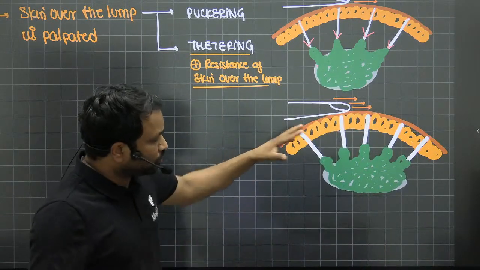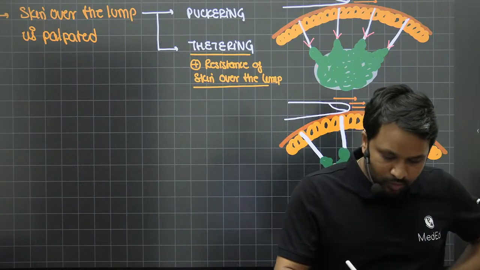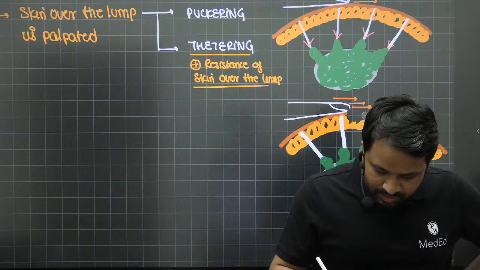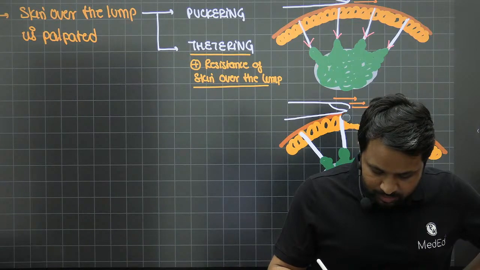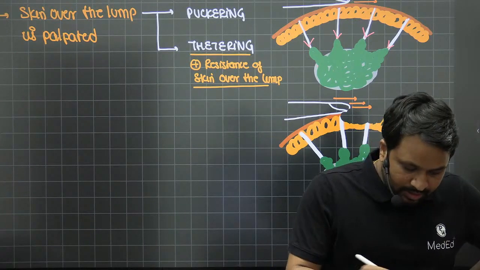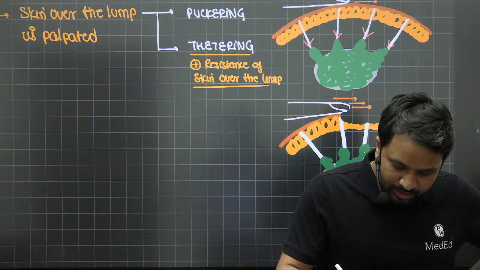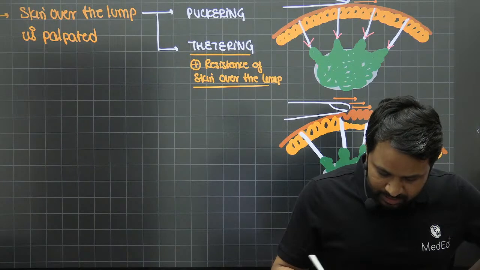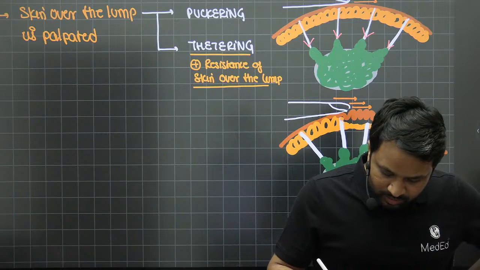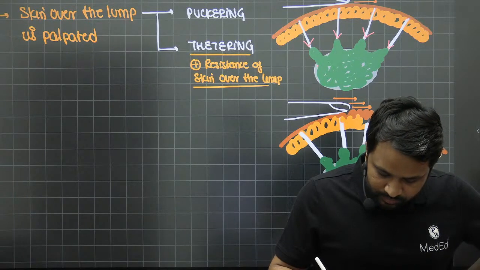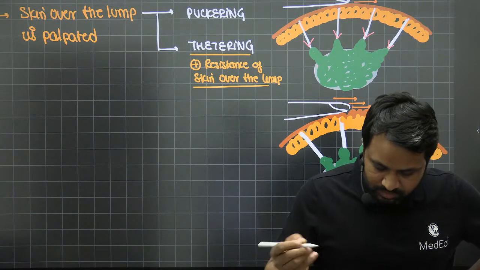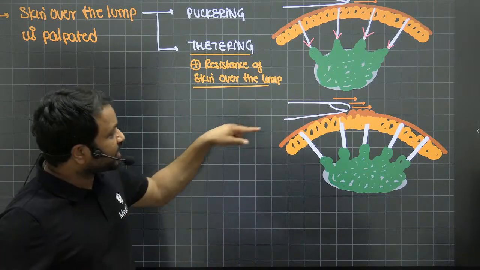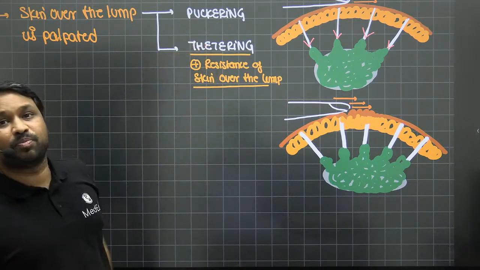As you exert more force, you will notice the skin is going to get wrinkled. At this area where you're trying to exert more force, under the influence of the pressure exerted by you, you will see the skin getting wrinkled. This wrinkling of the skin is what we call a puckered appearance.